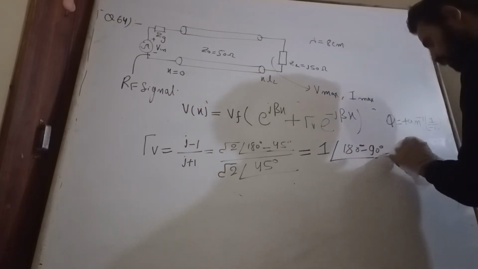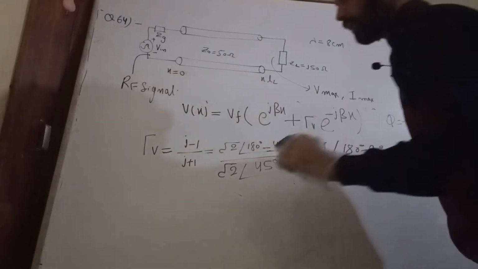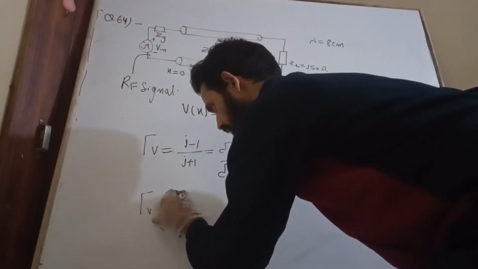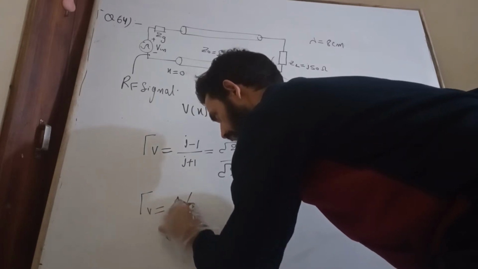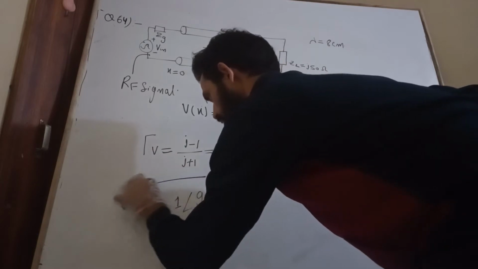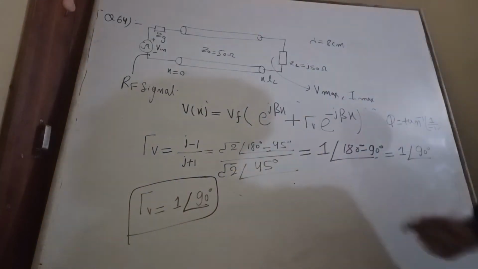So what is this? This is nothing but one angle 90 degree. So what did we get here? Reflection coefficient is equal to 1 angle 90 degree. So this is my reflection coefficient.